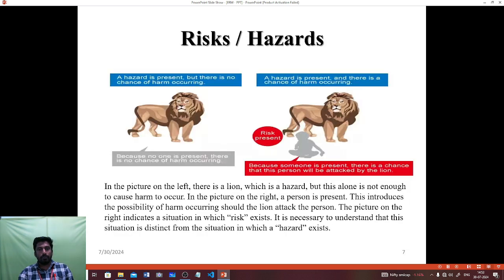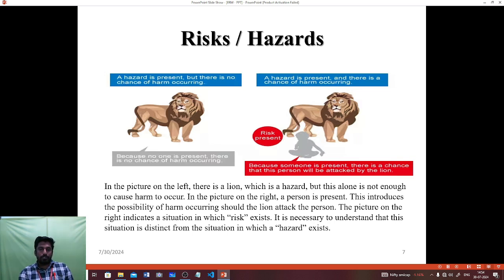Here is an example of risk and hazard. We consider the lion as a hazard, and the person in front of it as a risk. In the left picture, the hazard is the lion, but there is no chance of harm occurring, because no person is present in front of the lion. In the right picture, the risk is present because a human is in front of the lion. Because someone is present, there is a chance that the person will be attacked by the lion. That is the risk. In the first picture, no one is in front of the lion, so the risk is not present.